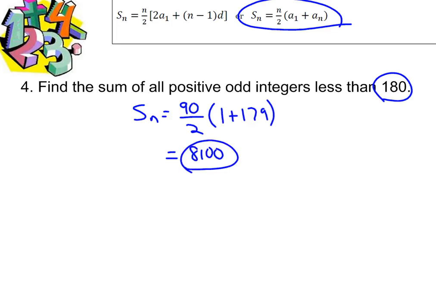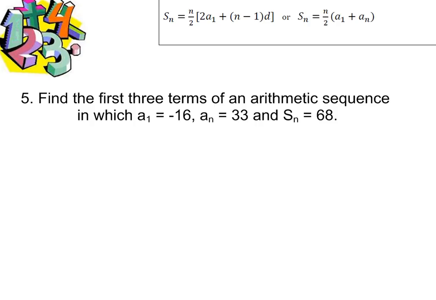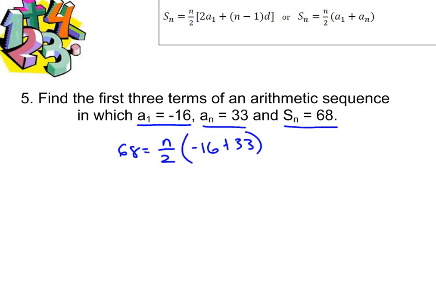That one's pretty simple. So here, I still know first term, last term, and the sum, but what I don't know is what n is. So I can still kind of use that same idea. So the sum is 68. It's n divided by 2. The first term is negative 16. The last term is 33. So what I can do is figure out what that is and kind of go from there.